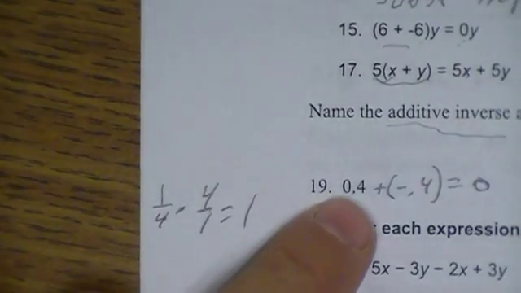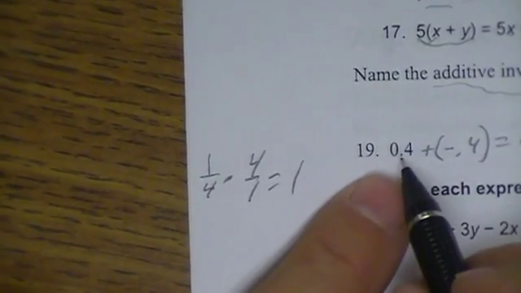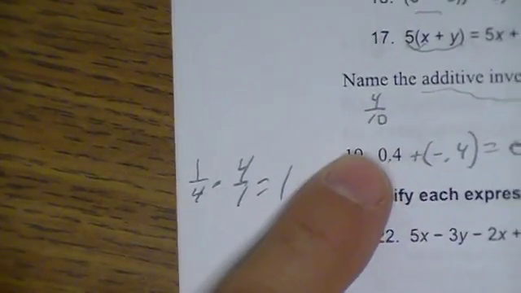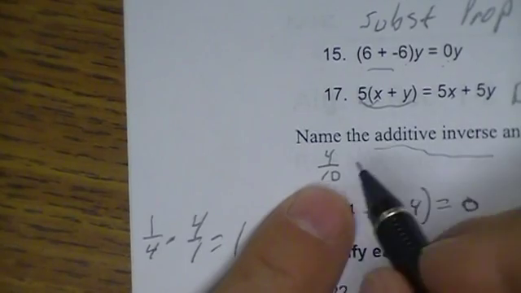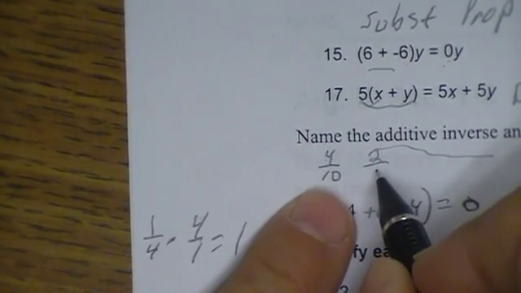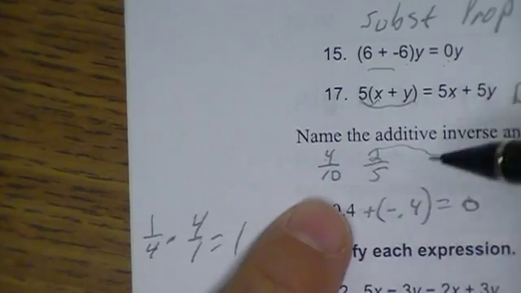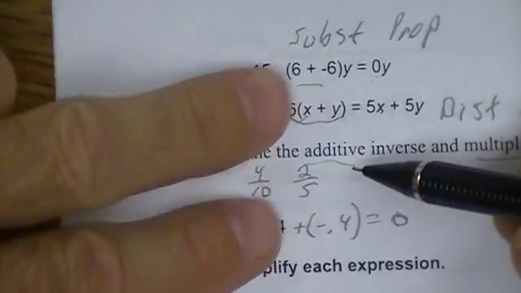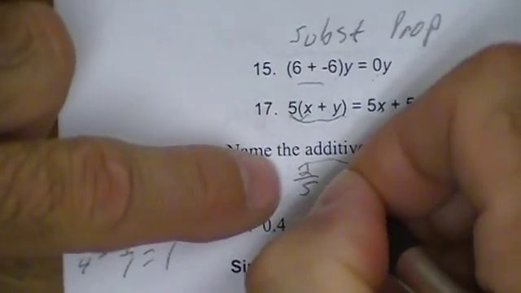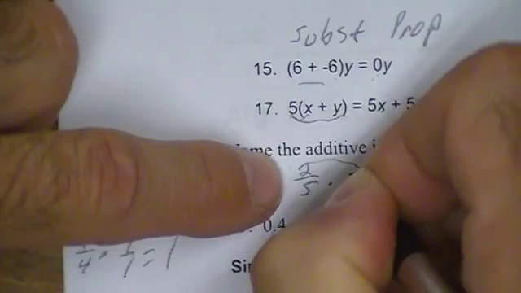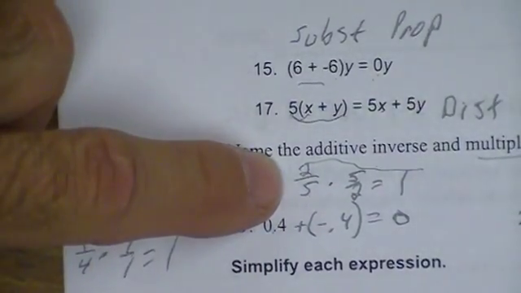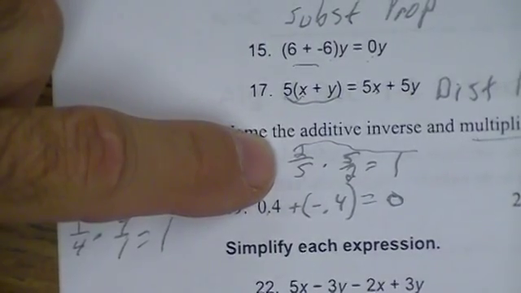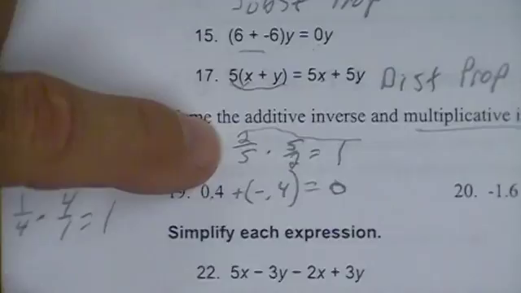So let's make this a fraction. That's 4/10. So technically I can write that as 4 over 10, right? So let's reduce that. Half of 4 is 2, half of 10 is 5. So I have 2/5. That's my reduced fraction. So now let's flip that, right? And so 5 over 2 times 2/5 is equal to 1. So the multiplicative inverse is 5 over 2. All right, so change them to fractions, reduce them, and then flip them.